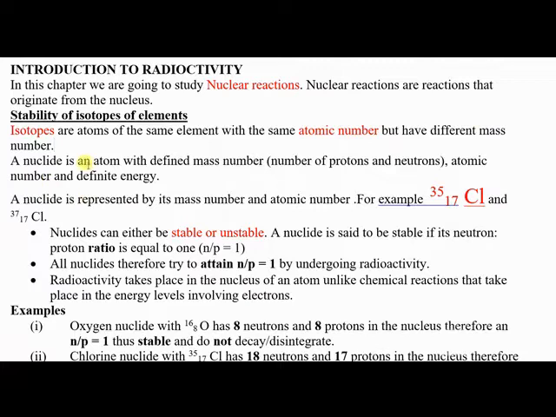A nuclide is an atom with a defined mass number and atomic number. So a nuclide is actually an isotope. A nuclide and an isotope are the same thing.